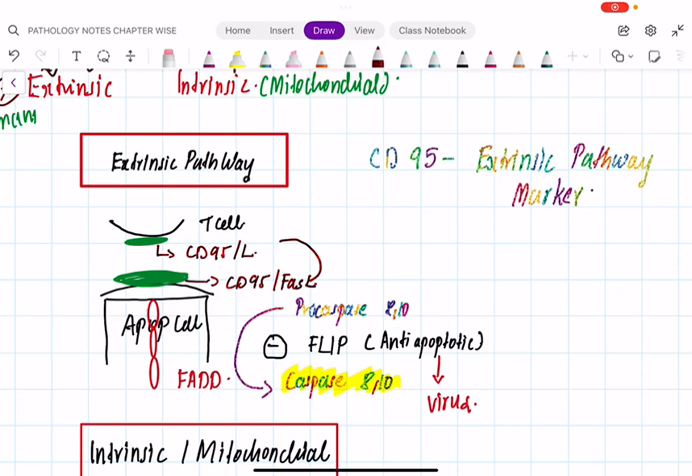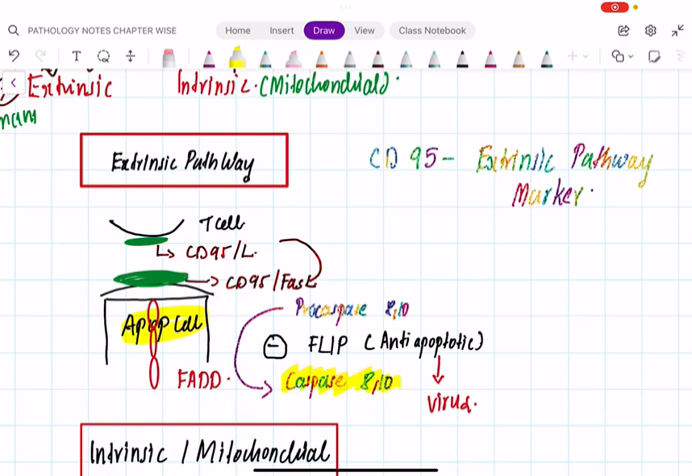Suppose one cell has decided that it should undergo apoptosis. The T cell, that is the T lymphocyte, will come into action. The T lymphocyte has a ligand called CD95. This CD95 ligand will bind with the CD95 receptor which is present on the apoptotic cell. I have written APOP cell, that is apoptotic cell.